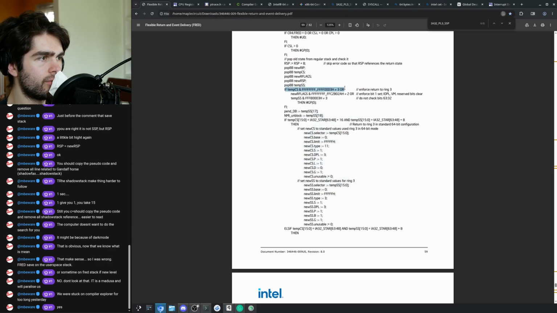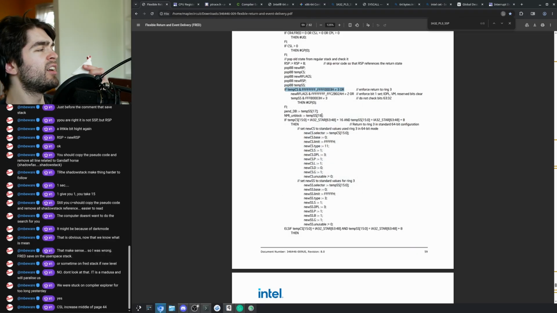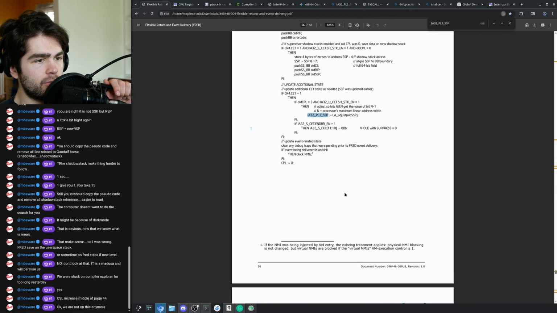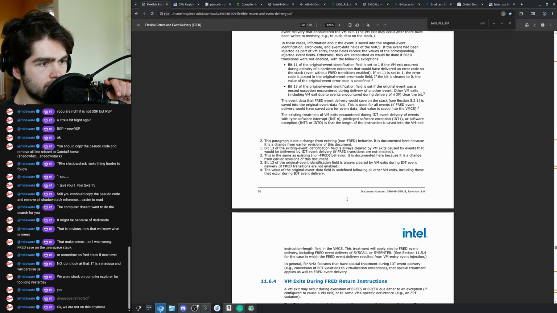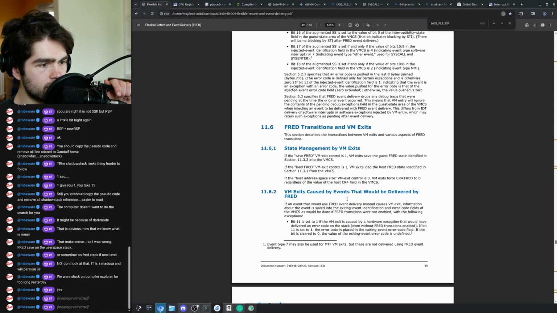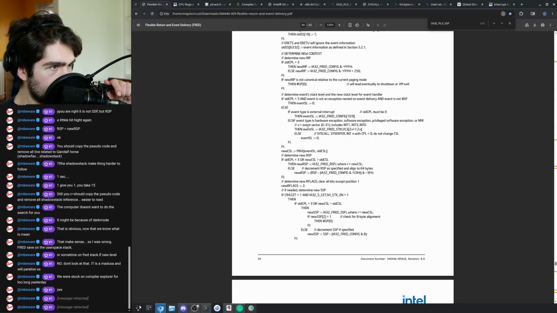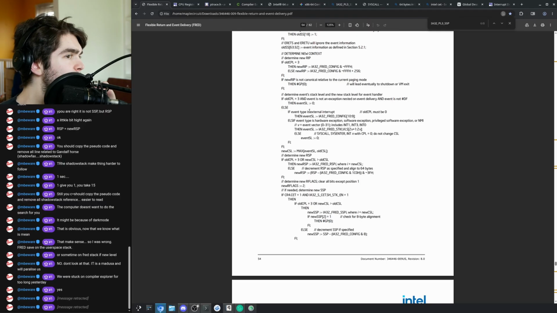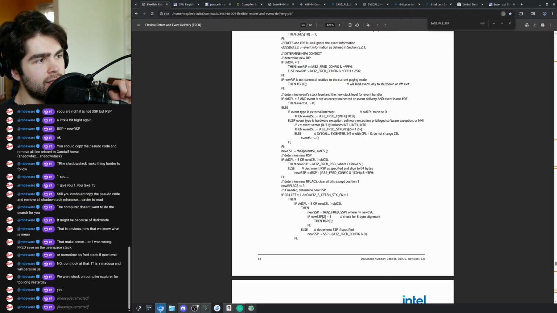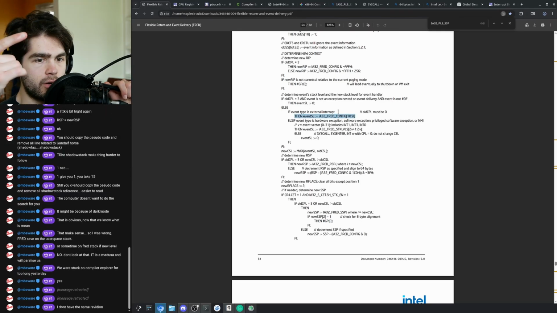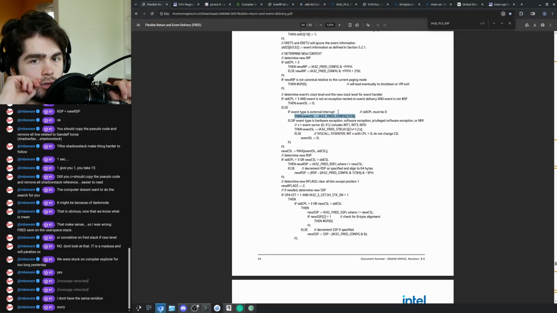Okay, no. Wait. If TEMP CS is not a return to ring 3, middle of page 44. 54 maybe? Yeah. I agree. I don't have the same revision. All good.